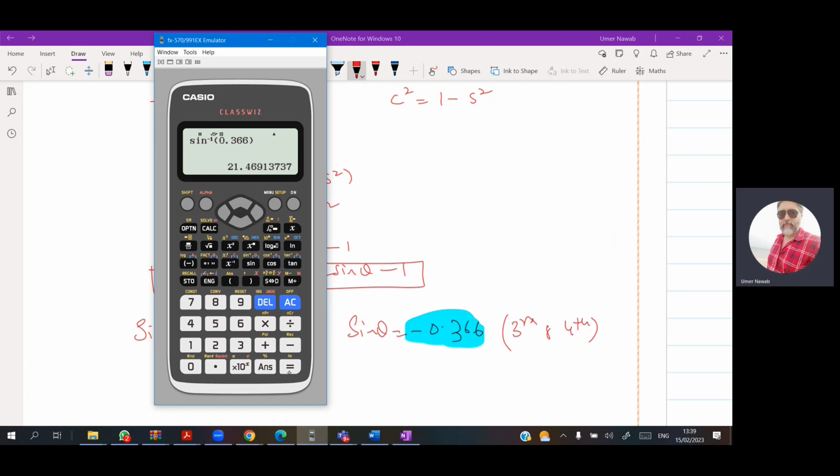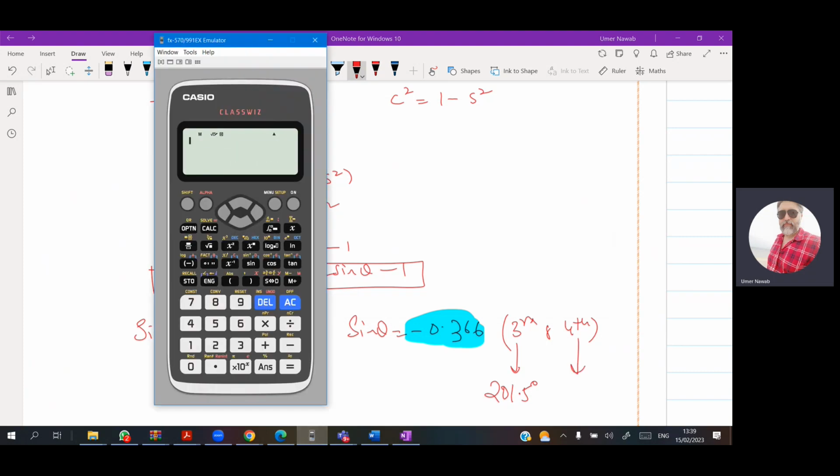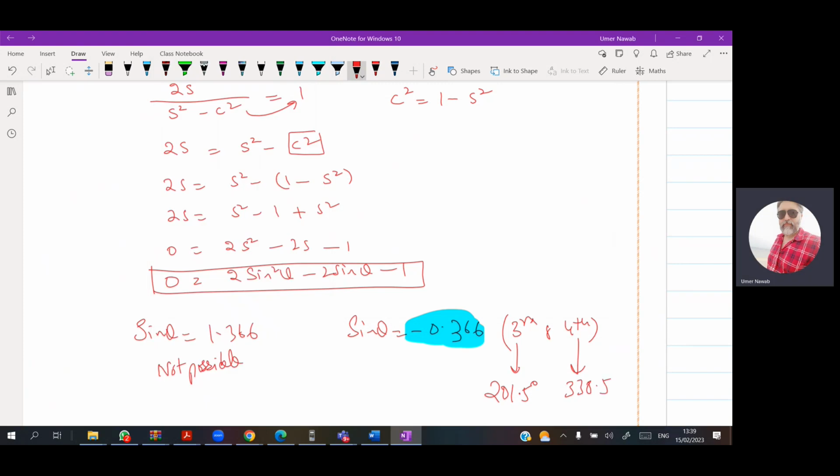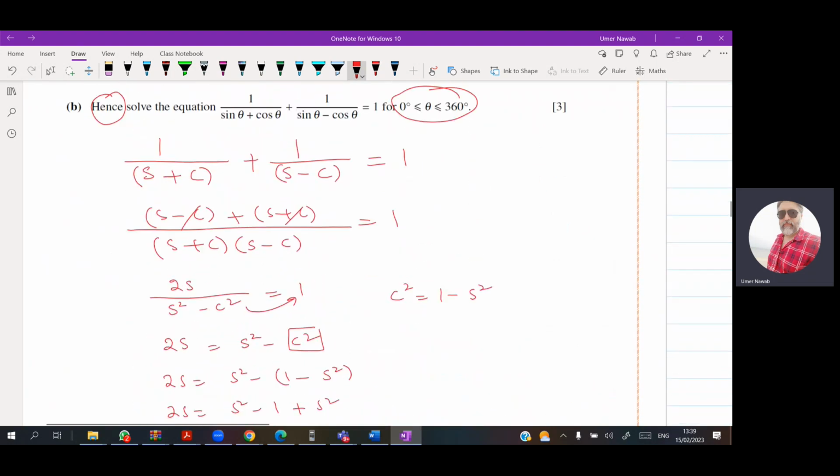So 21.47. I want to get the answer in the third quadrant: 180 plus the answer, 201.5. And the fourth quadrant is 360 minus the acute angle which I found, 0.366. Okay, what was the answer? I got 338.5. You may use the equation solver, guys, to check whether your answer is right or wrong.